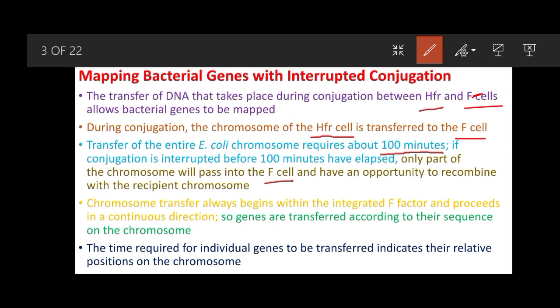have an opportunity to recombine with the recipient chromosome, because when part of the chromosome is transferred to the F minus cell, the recipient cell, then after the transfer, recombination takes place between the recipient chromosome and the transferred chromosome. If there is no recombination, the recipient cell will not take up the DNA, and the non-recombined chromosome will be degraded.